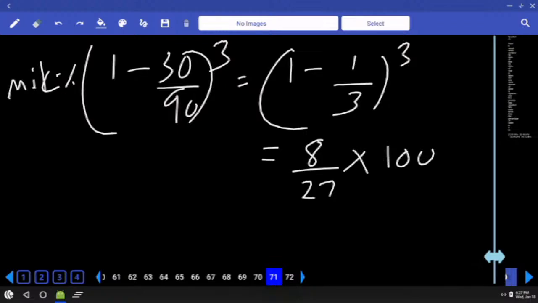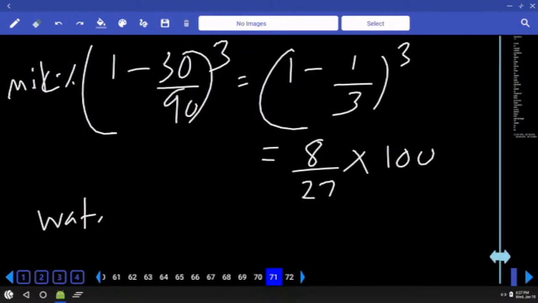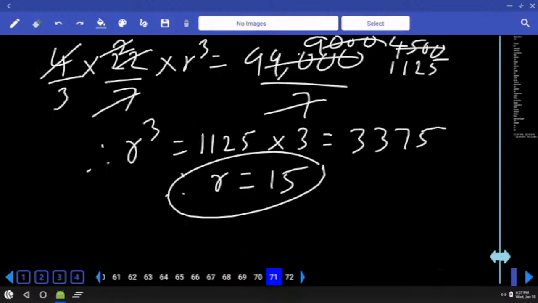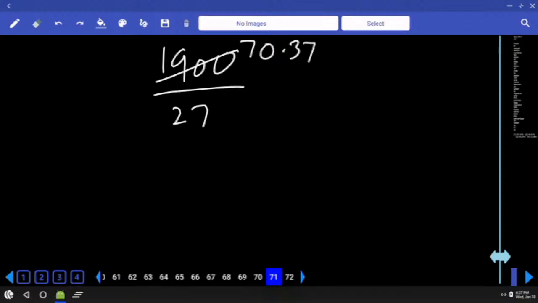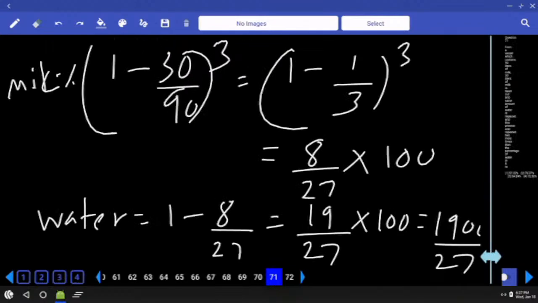But what is he asking? Water. So 1 minus 8 by 27 comes to 19 by 27 into 100, that is 1900 by 27. Now if you take this into consideration, 1900 by 27: 27 sevens 189, 0 100, 27 3s 81, 70.37. Is the answer there? Yes, there. This is the amount of water you will have.